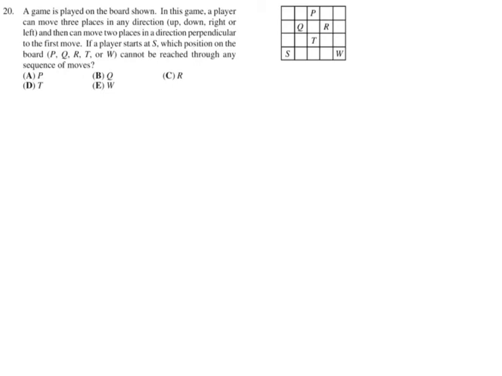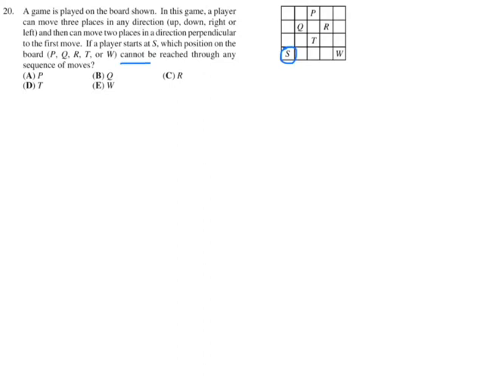A game is played on the board shown. In this game, a player can move 3 places in any direction, up, down, right, or left, and then can move 2 places in a direction perpendicular to the first move. If a player starts at S, which position on the board, P, Q, R, T, or W, cannot be reached through any sequence of moves?